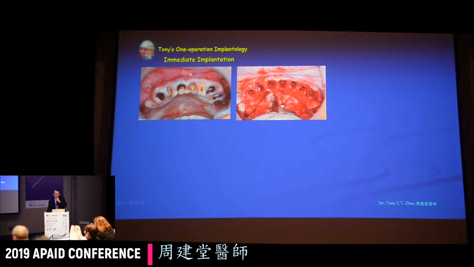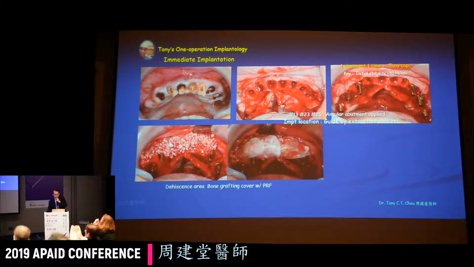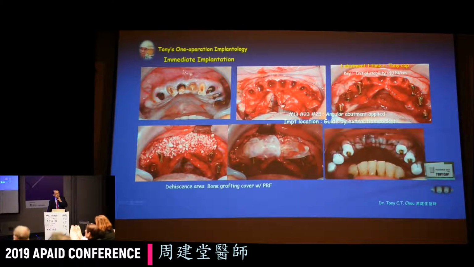And in this case, maxilla immediate implantation. We extract all the retained teeth, we put implants and we place the final abutment immediately. In this case, the implant location is guided by the extraction socket, and we use the angle abutment to correct the implant direction. In the defect area, we put the bone graft and we put PRF as the membrane, and we use the Tony cap and we finish the suture.